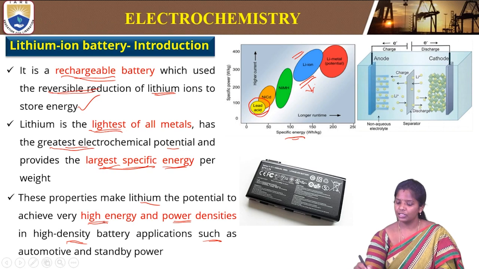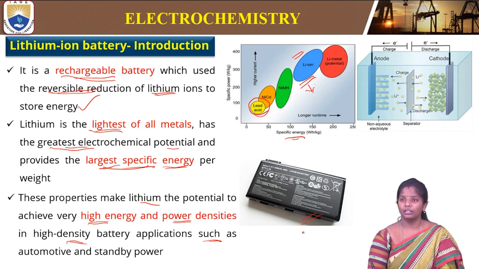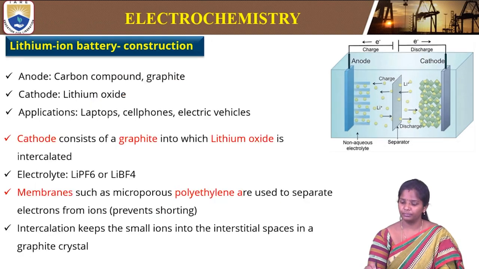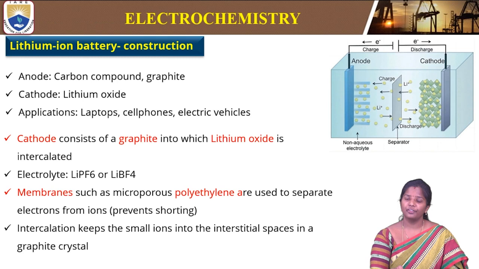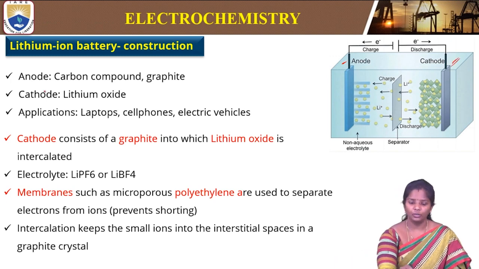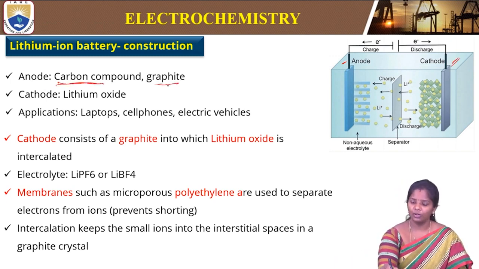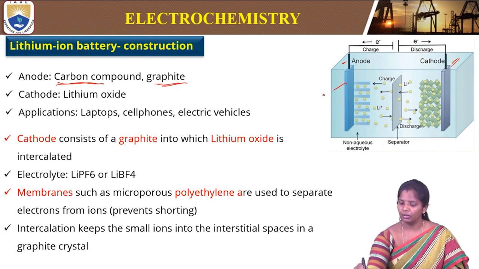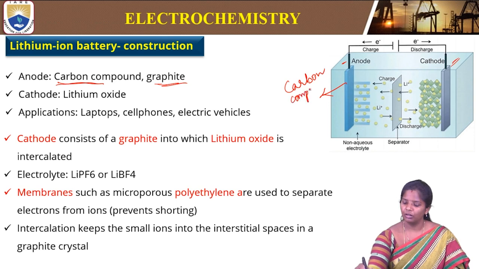So as we see, this is the battery that we use. This is the lithium ion battery, an example for the applications. So let us see the construction of lithium ion batteries. There is an anode and a cathode. The anode is a carbon compound or graphite that is used. So this is highly inert.